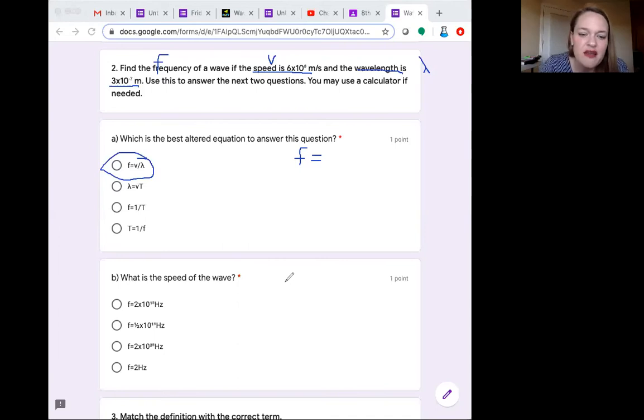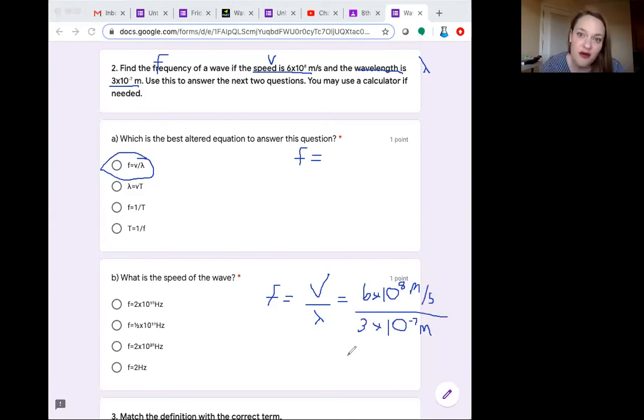Once we plug that in, down here we have f equals velocity over wavelength. Now we just need to plug in our values. Speed is 6 times 10 to the 8th meters per second over wavelength is 3 times 10 to the negative 7 meters. Now we just need to plug it in. So the first thing we're going to look at is 6 divided by 3. 6 divided by 3 is 2. So right away we know one of our answers is going to be 2, so it's definitely not that one.